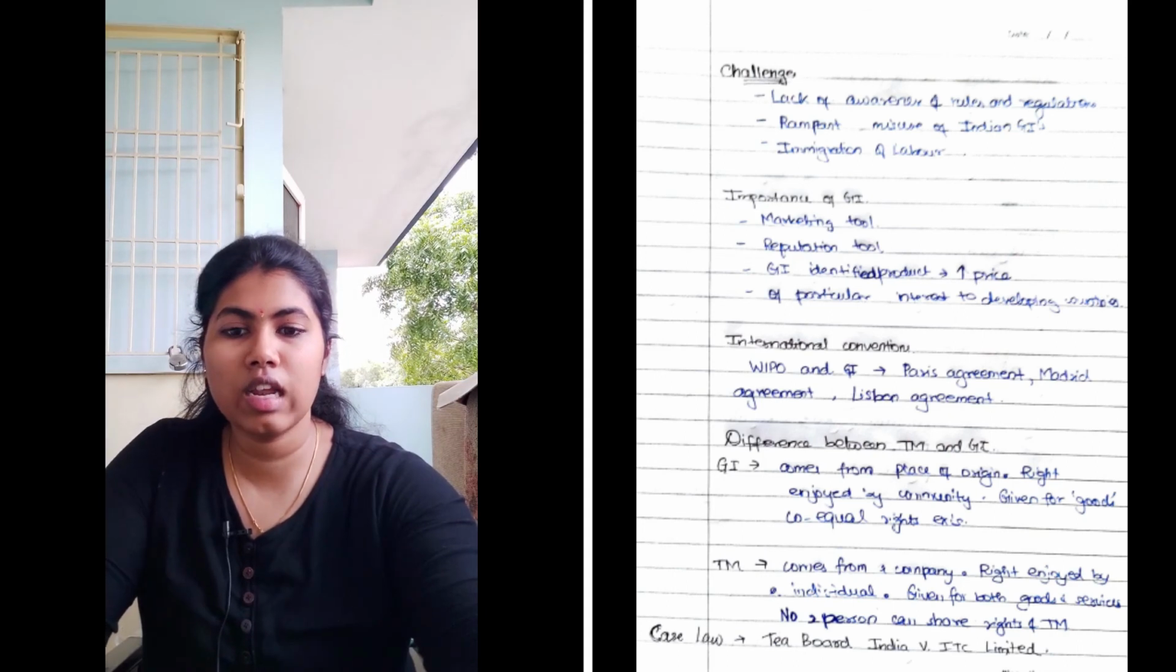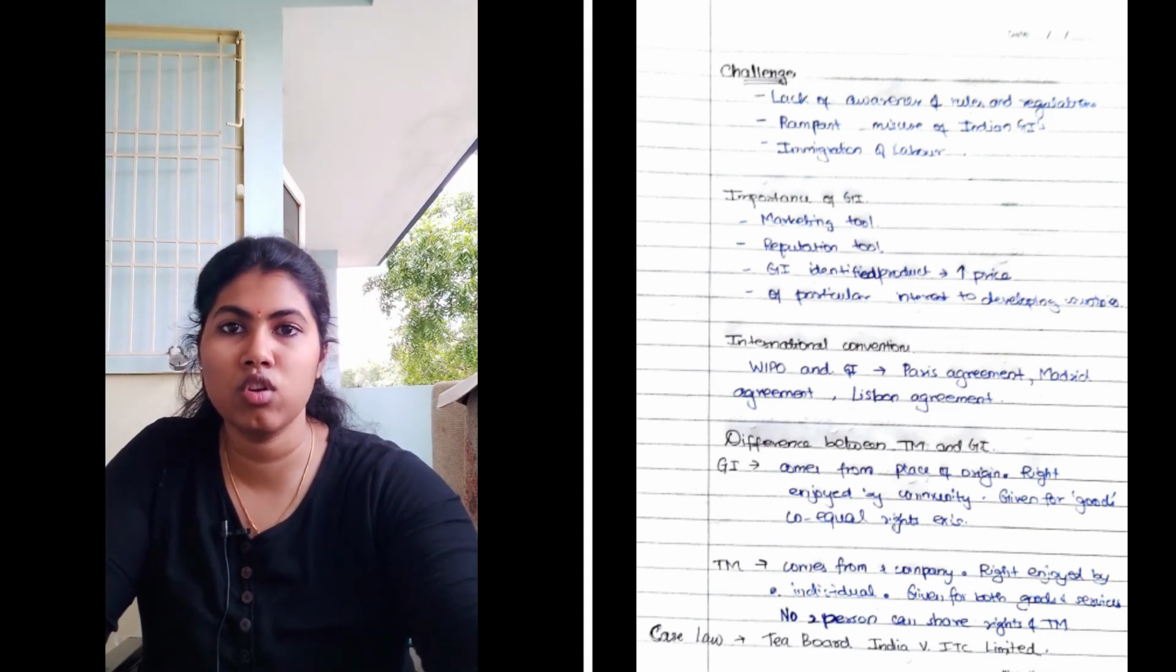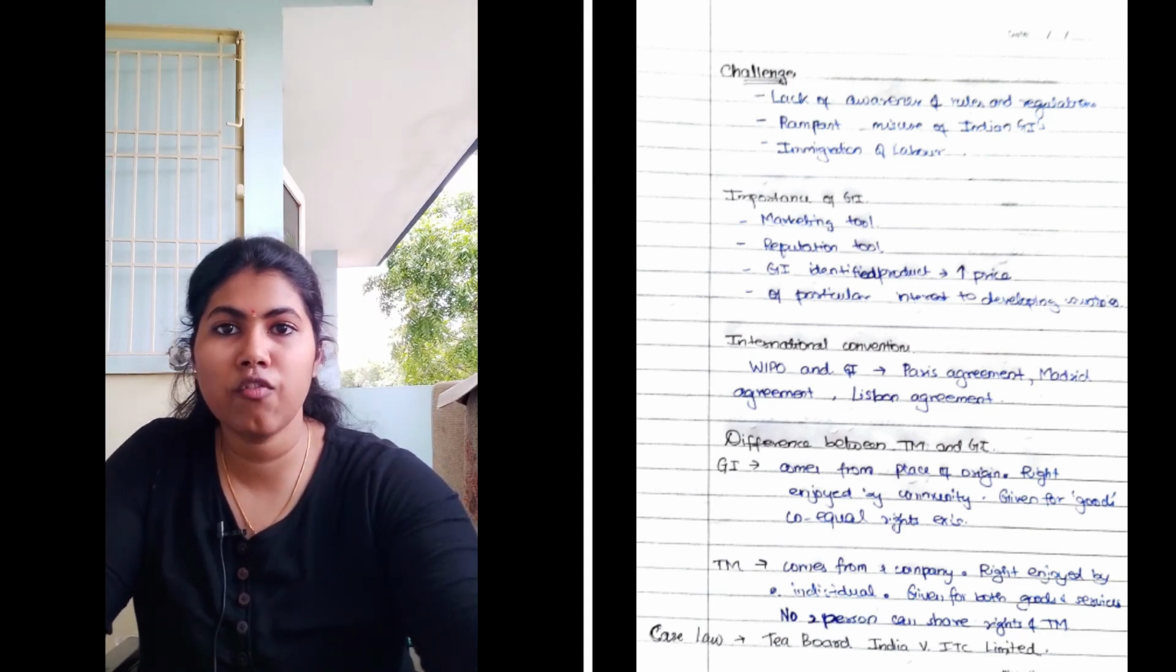The case law related to geographical indication is Tea Board India versus ITC Limited. This case is relating to Darjeeling tea. Darjeeling tea is the first geographically identified product in India, and the notes for this case law are given in the description below.